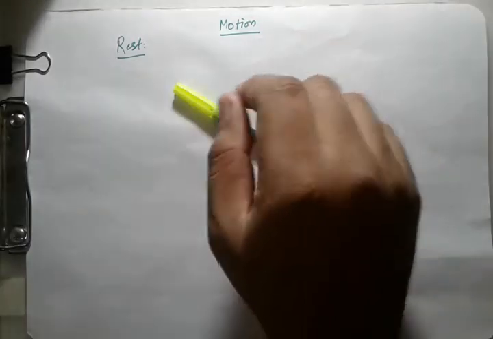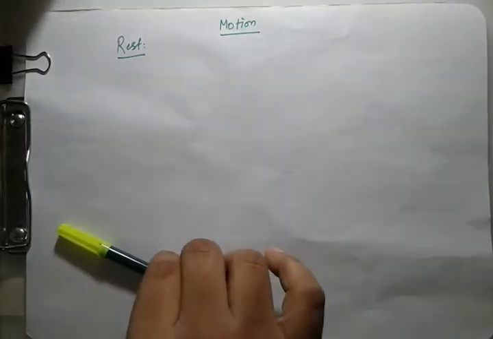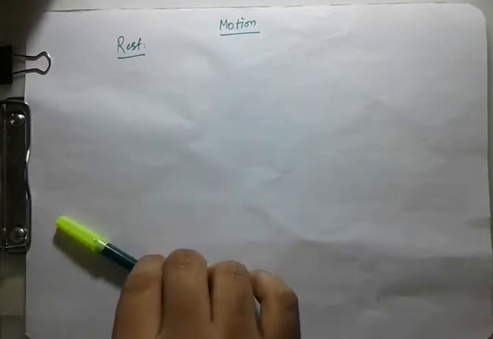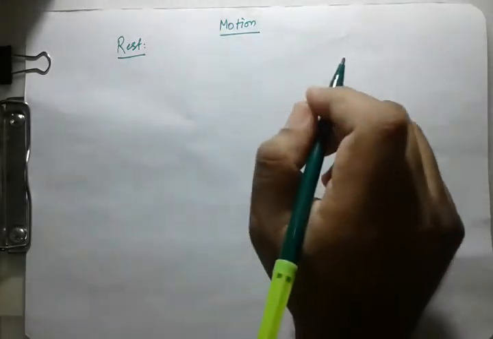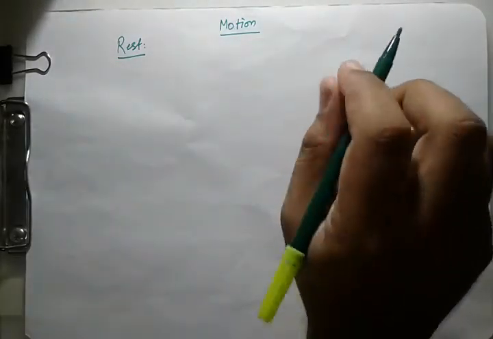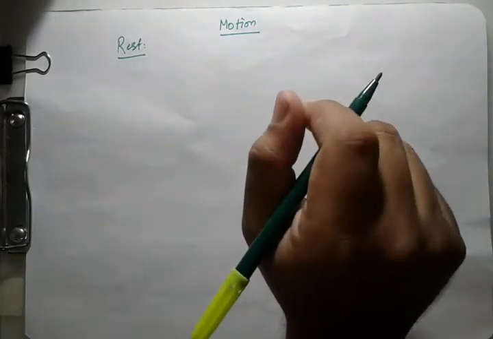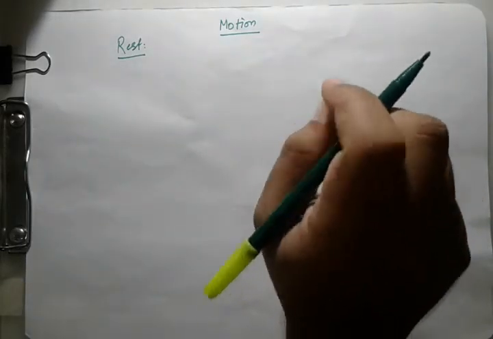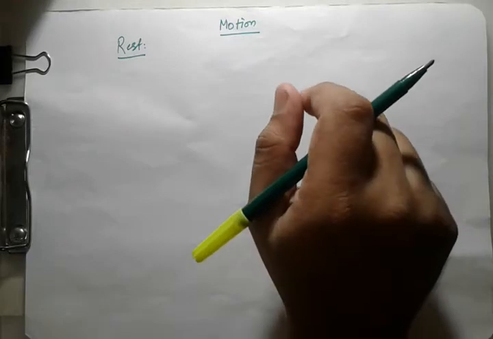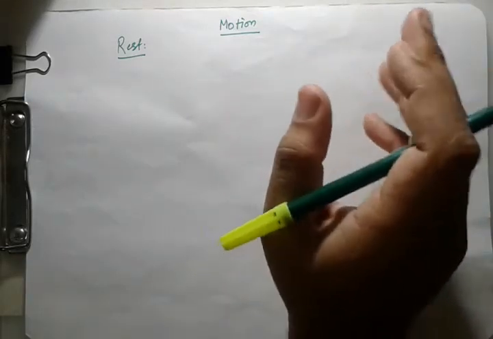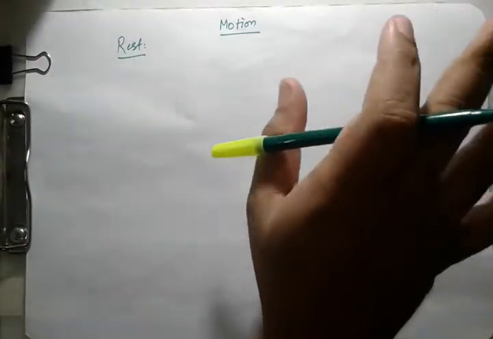Or if I find the next day it has come to here, then what I can say is that the pen is in motion. Or if I leave this one, sometimes it is going this way, so this is in motion. So in physics, rest and motion are two different states of the object. An object is said to be at rest if it does not change its position with respect to time and with respect to the surroundings. With time and surroundings, if it is not changed, it will be at rest.